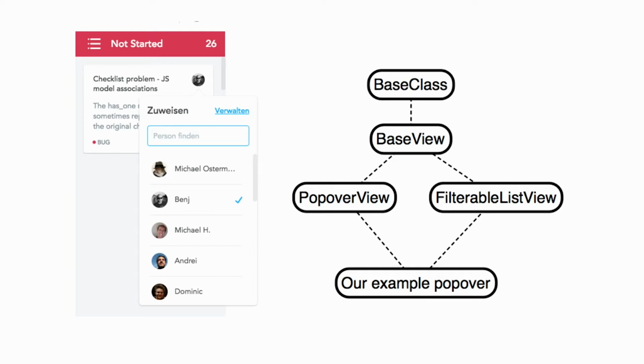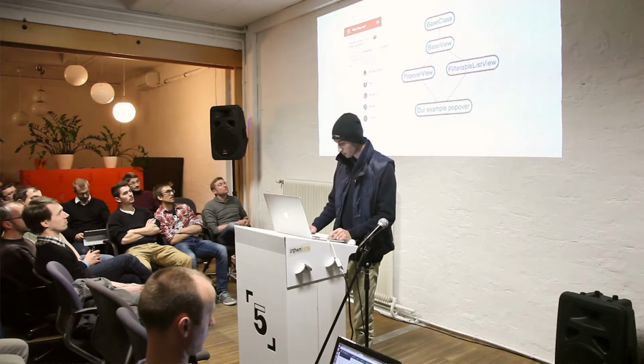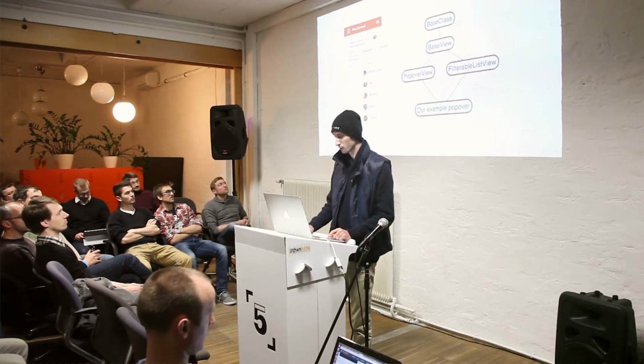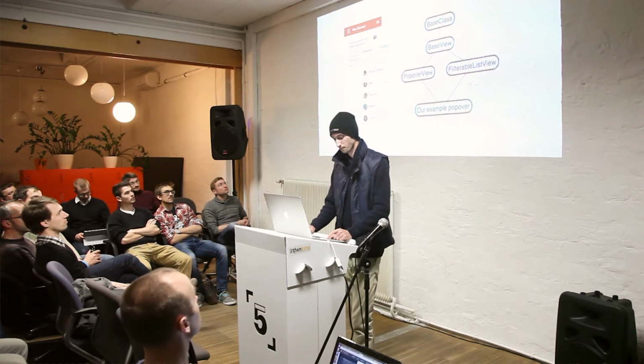We have our base class, which gets extended by our base view, which gets yet again extended by our popover view that handles things like aligning an element to another. And the filterable list view, which handles the rendering and the connection between the input and the list. And finally, we combine these two into our actual view that we see on the left side.